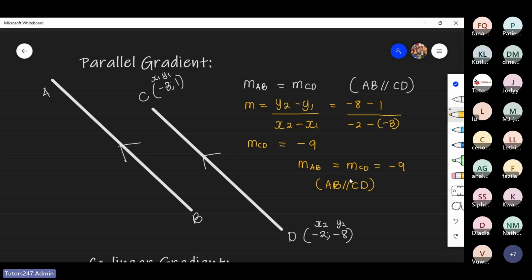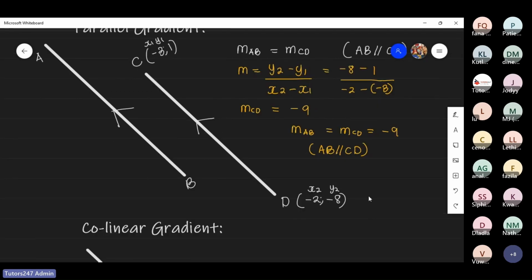That is it. Even though we did not have the coordinates for A and B, we were still able to calculate its gradient based on the property of parallel lines. So it's important to know the properties of the different lines that will assist you in calculating your gradients.